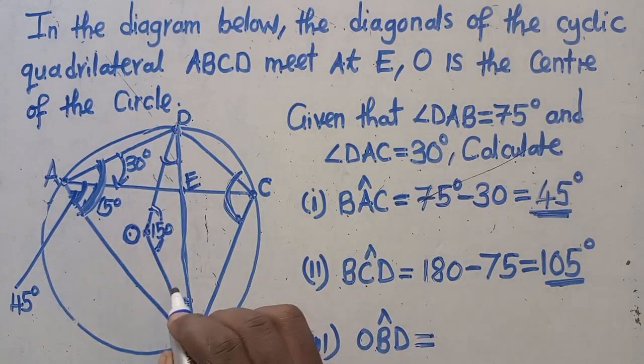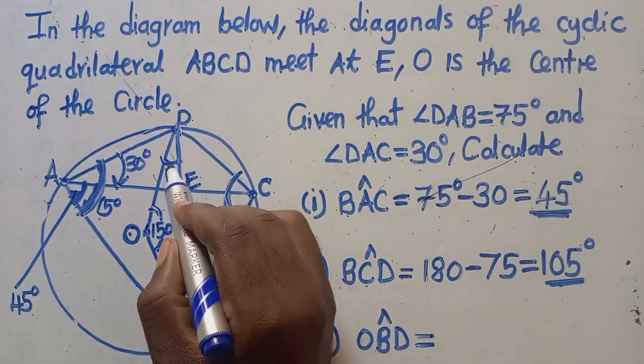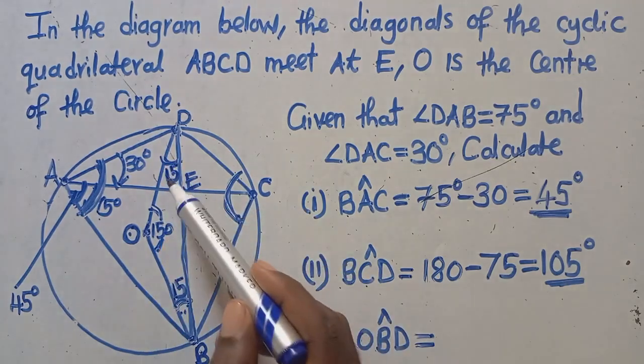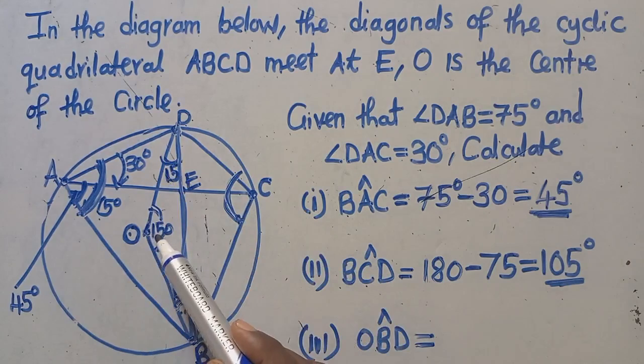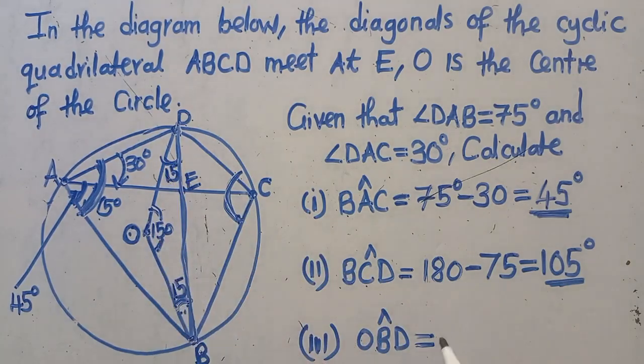Meaning that here we've got 15, and even there I've got 15 degrees. So if I add 15 plus 150 plus 15, I get 180. Meaning that this angle that is here is 15 degrees. I'm done. This is how I need to answer such a question.